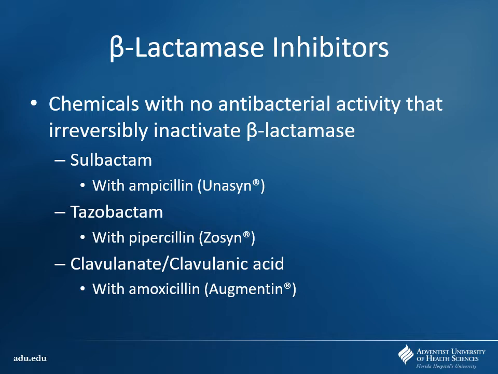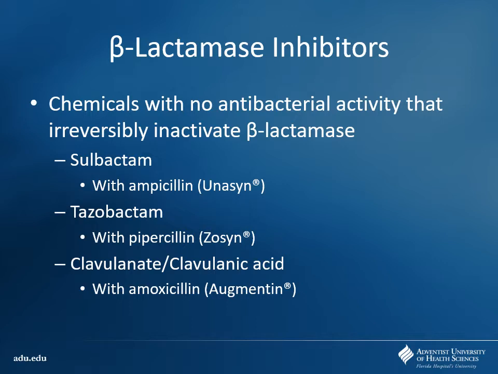So there are three of them you're going to run into. Sulbactam. This one is given primarily with ampicillin, so you're going to get the drug called Unasyn, right? It gets a new brand name when you have a combination drug like that. You're going to find tazobactam, which is going to be found with a drug called piperacillin, which we'll talk about in a moment.